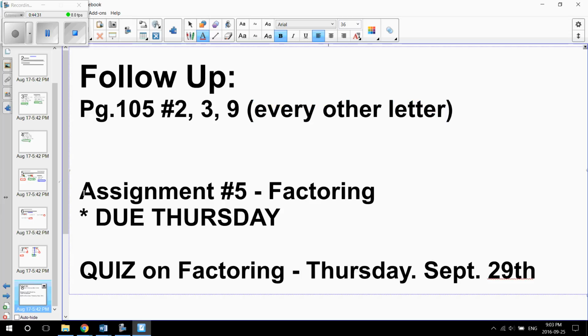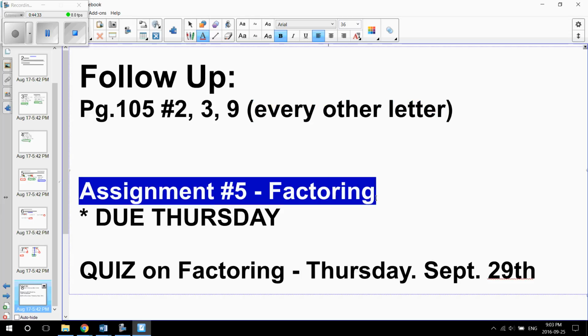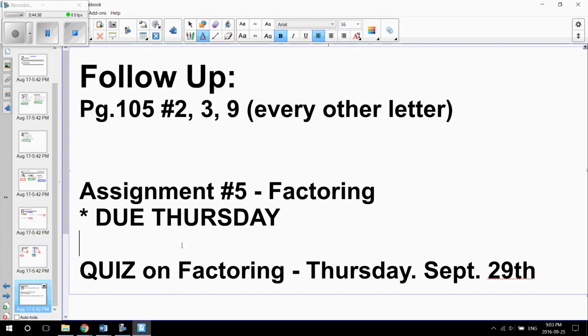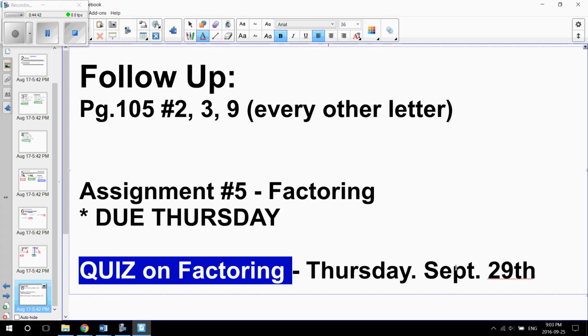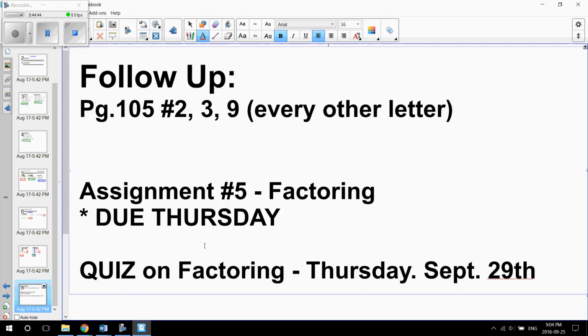Also, you should be handed out assignment number 5 that is on factoring. It is going to be due on Thursday. And we're also going to have a quiz on factoring on Thursday as well. I promise I will be back in class tomorrow, so you will have a chance to ask any questions that you have before the quiz on Thursday.